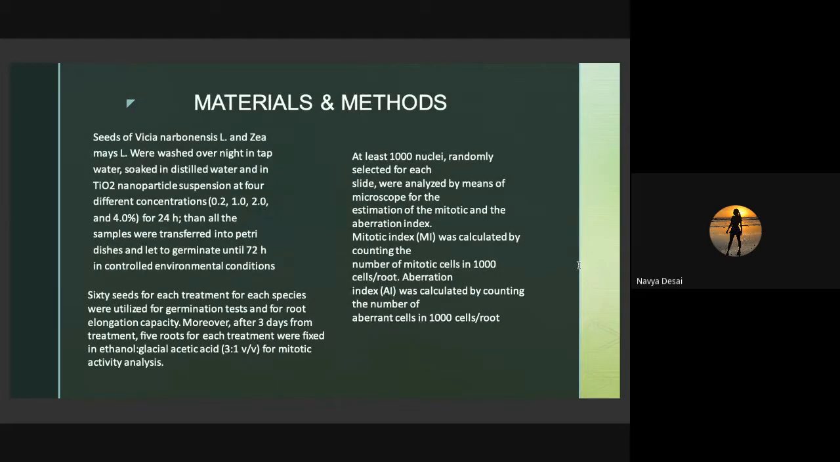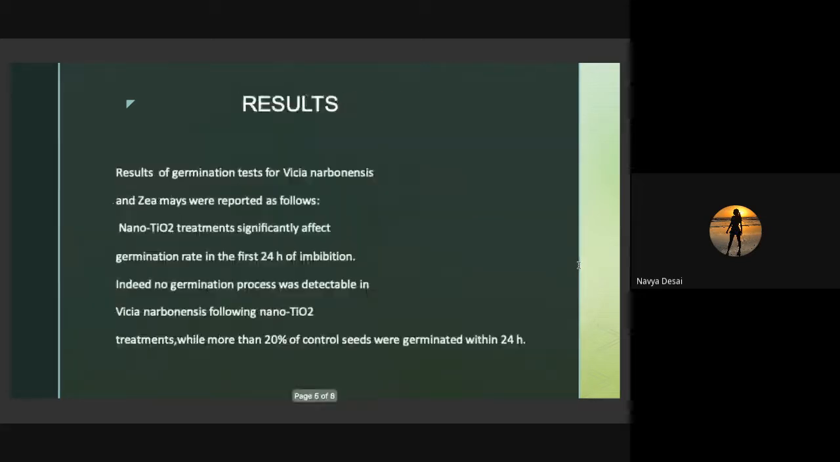So, materials and methods. The seeds of the two species were washed overnight in tap water. They were then soaked in distilled water and then in a titanium dioxide nanoparticle suspension at four different concentrations, which were 0.2, 1, 2, and 4% for 24 hours. Then all the samples were transferred into petri dishes and they were let to germinate until 72 hours in controlled environmental conditions. 60 seeds for each treatment of each species were utilized for germination tests and for root elongation capacity. Moreover, after 3 days of treatment, 5 roots for each treatment were fixed in ethanol and glacial acetic acid in the ratio of 3:1 for mitotic activity analysis. At least 1,000 nuclei were randomly selected for each slide, and they observed these under a microscope.